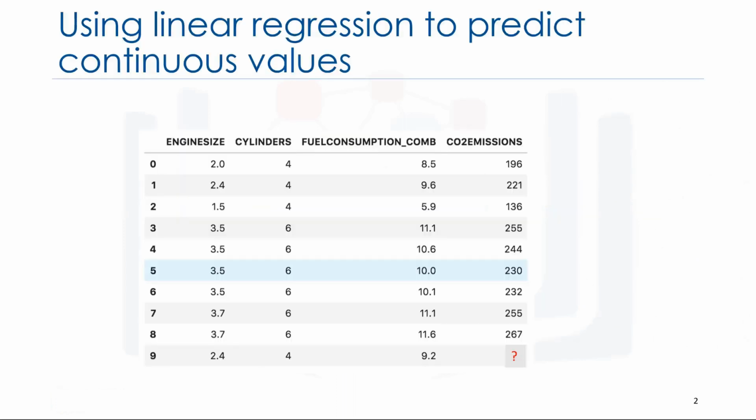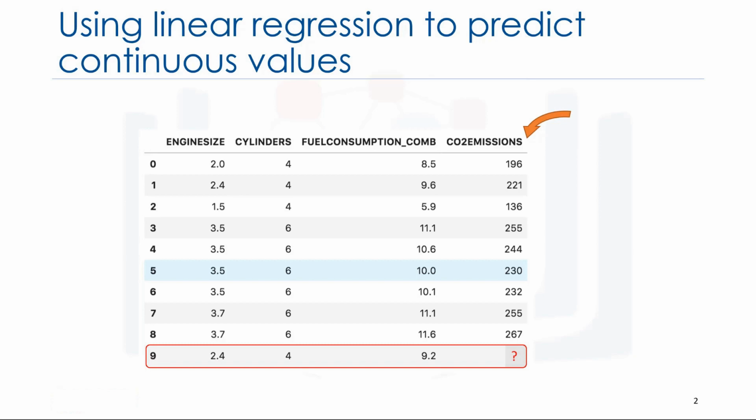Let's take a look at this data set. It's related to the CO2 emission of different cars. It includes engine size, cylinders, fuel consumption, and CO2 emissions for various car models. The question is, given this data set, can we predict the CO2 emission of a car using another field such as engine size? Quite simply, yes.